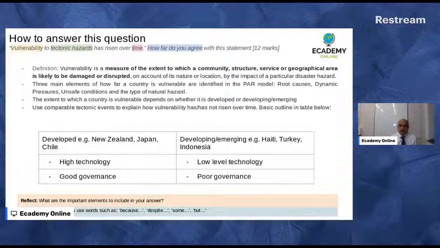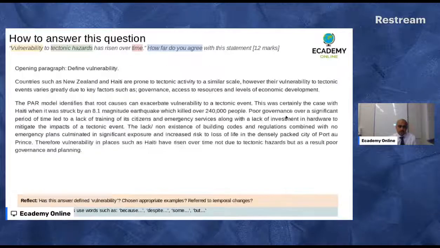So now start thinking about how you're going to go ahead and answer this question. I'm going to give you another example of an answer. So let's have a look at this one here. Again, I've broken this up into little parts. And again, what I've done here, I've just said opening paragraph, make sure you define what vulnerability is in the context of the question. Okay. Now have a read of the rest of this answer. Let me know your thoughts and let me know how you think this could be improved. What paragraph should follow the Haiti one? And how would you start your conclusion?